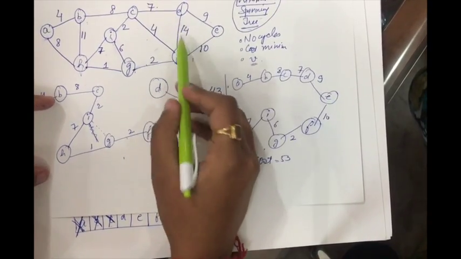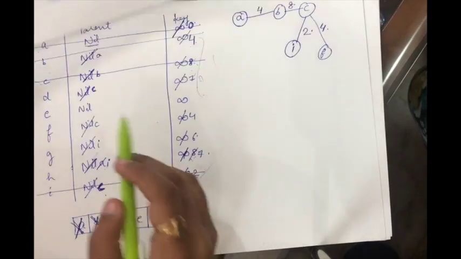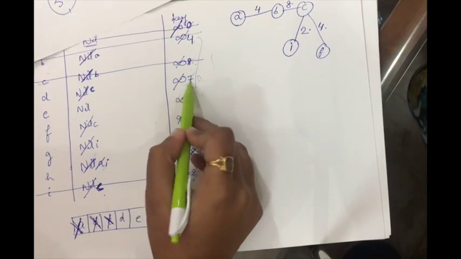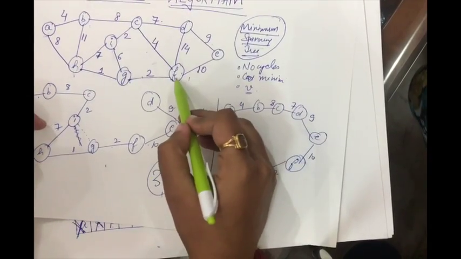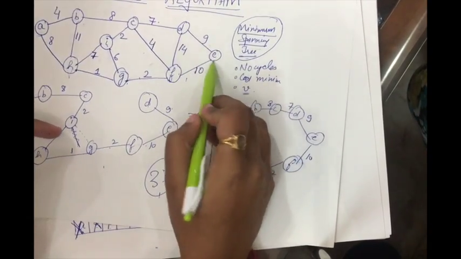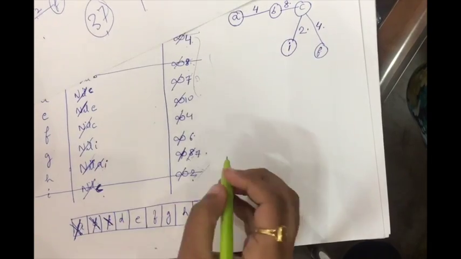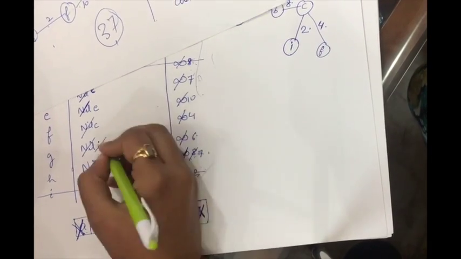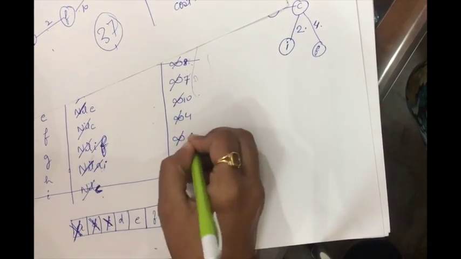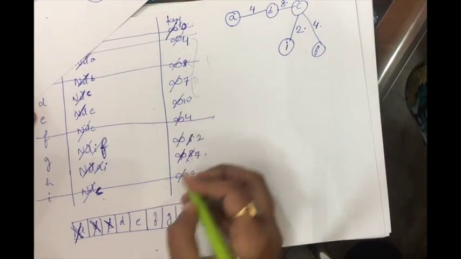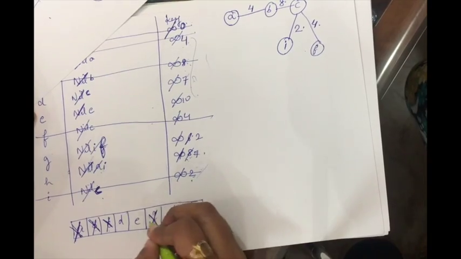I will take D. F goes to D with a weight of 14. D already has a parent C with a weight of 7. Since that is the lesser weight, we will not replace it. F is also going to E with a weight of 10. F is a parent of E with a weight of 10, and F is a parent of G with a weight of 2. As F has been completely traversed, we'll cut it from here and also from here.